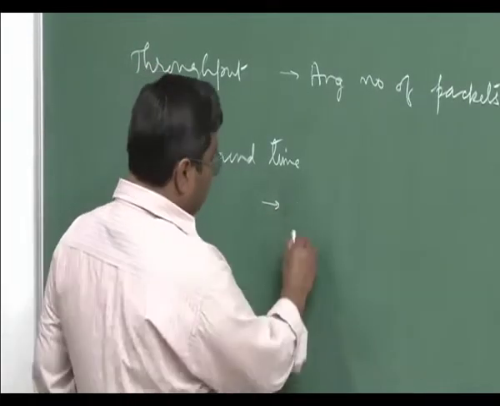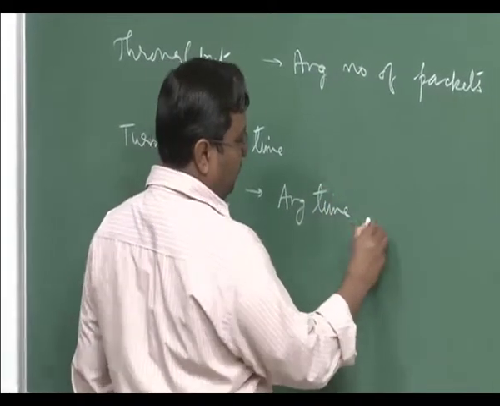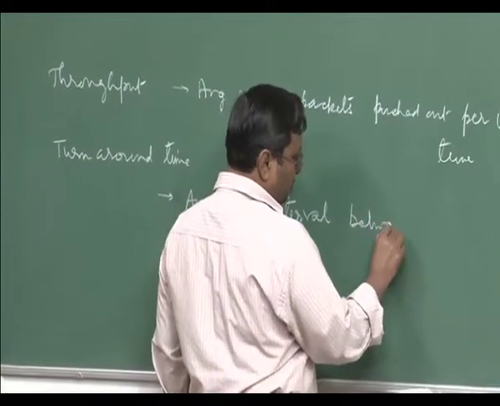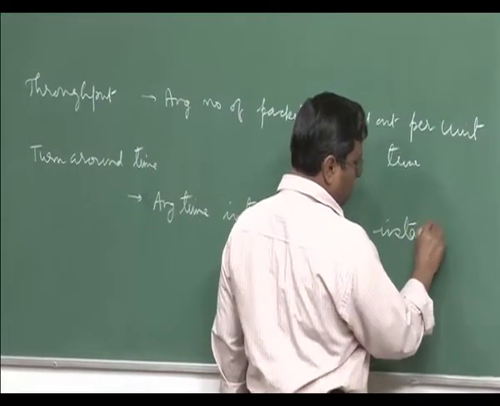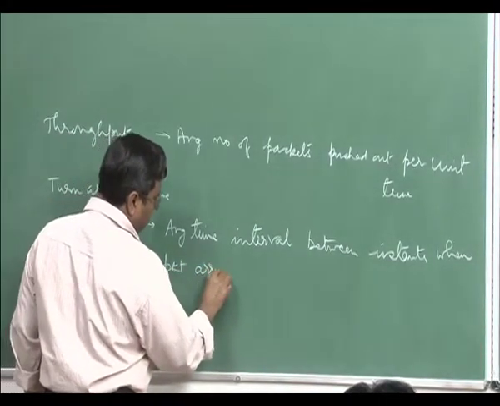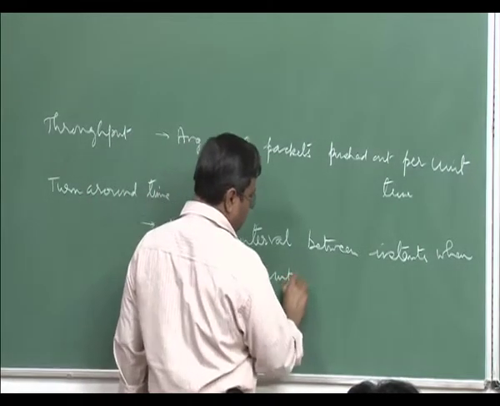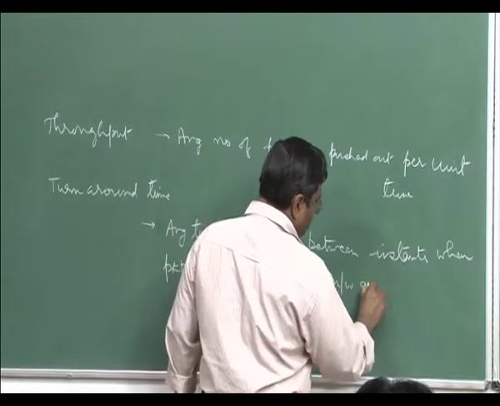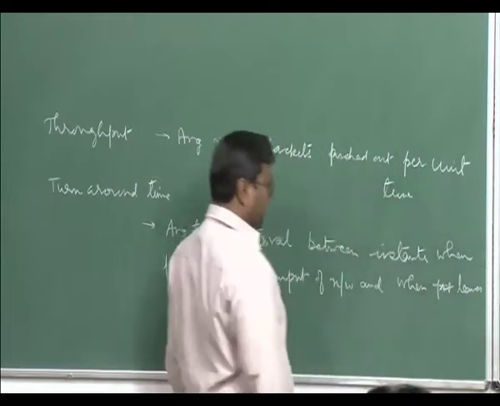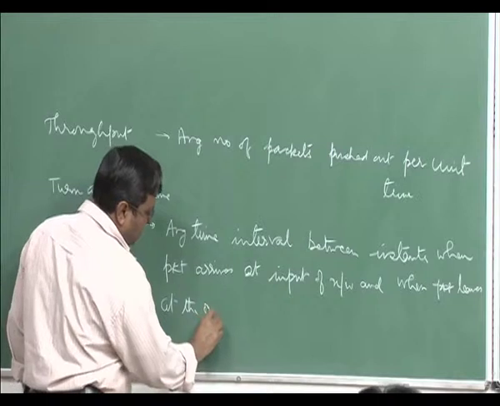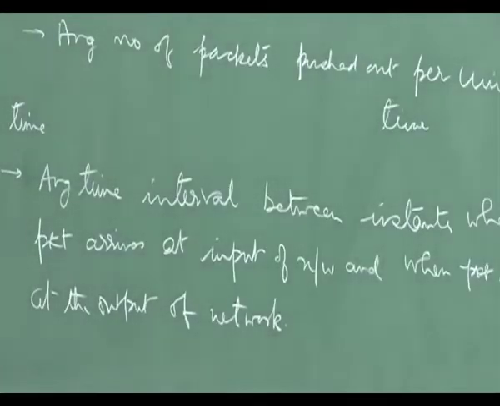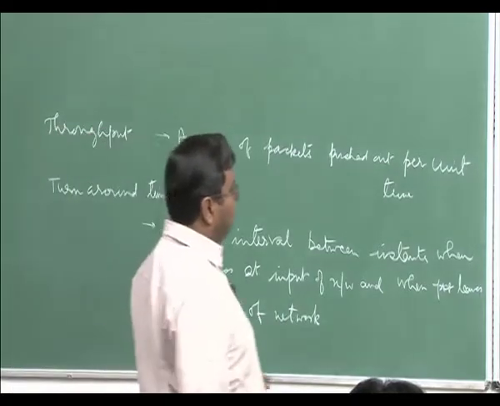Turnaround time will be your average time interval between the instants when a packet arrives at the input of the network and when the packet leaves at the output of the network. Okay. And of course, the maximum throughput will exist when there are no conflicts.